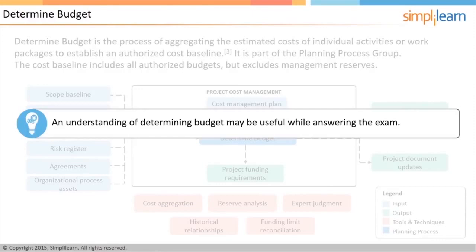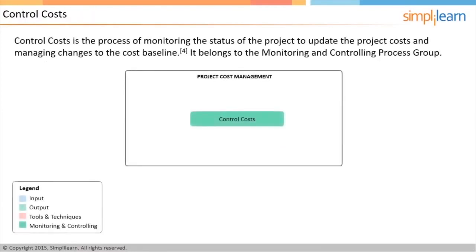In the next screen, let us discuss the last process of project cost management, that is, control cost. Control costs is the process of monitoring the status of the project to update the project budget and managing changes to the cost baseline. Updating the budget involves recording actual costs spent until date. Any increase to the authorized budget can only be approved through the Perform Integrated Change Control process.